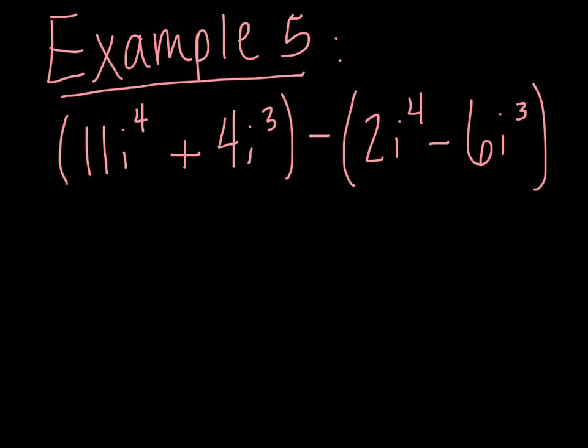Example 5 here is a little different because we're dealing with higher exponents. We have i to the fourth, i to the third, another i to the fourth, i to the third. And not only do we have that, but we also have the subtraction sign where we have to go and distribute. So we have a lot of things we got to pay attention to on this one.